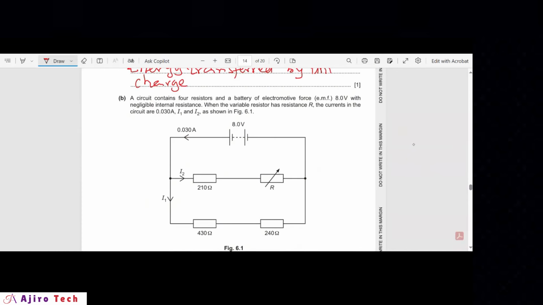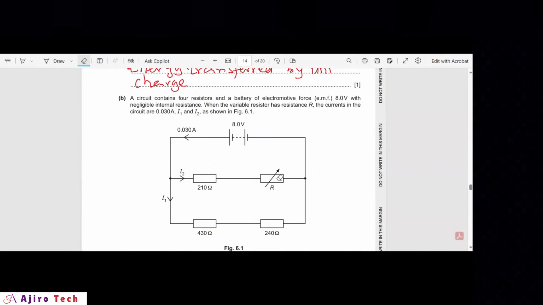Now we have a circuit that contains 4 resistors, a battery of electromotive force EMF with negligible internal resistance. You will know if there's internal resistance. The question will show this dotted line here. This means there's internal resistance. Anywhere you see a dotted line, it means there's a presence of internal resistance, and it has an effect on terminal PD, because the more the internal resistance, the lesser the terminal PD. Let's leave it that way because it's not contained in this question.